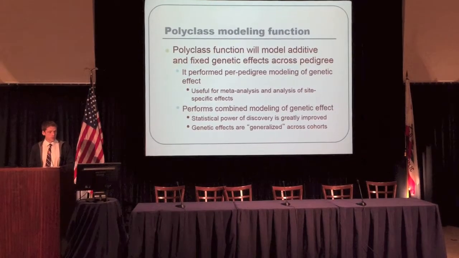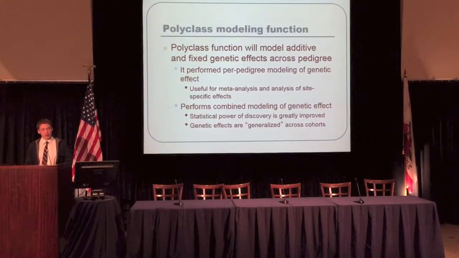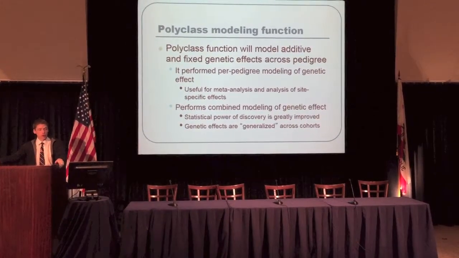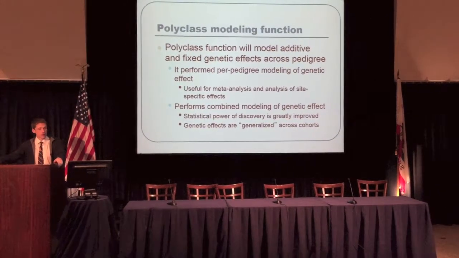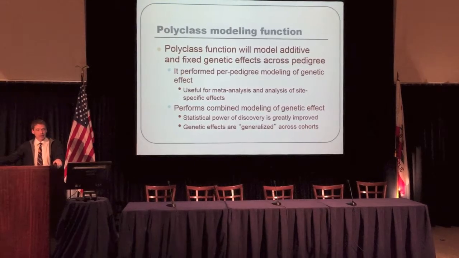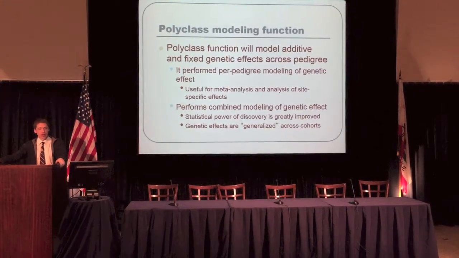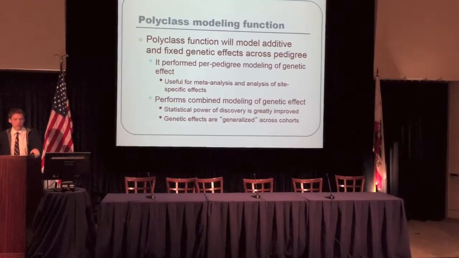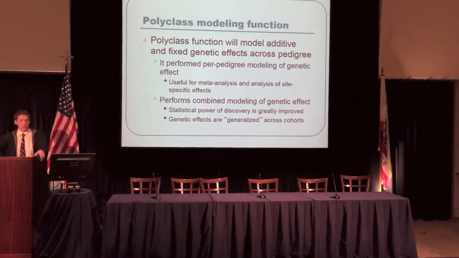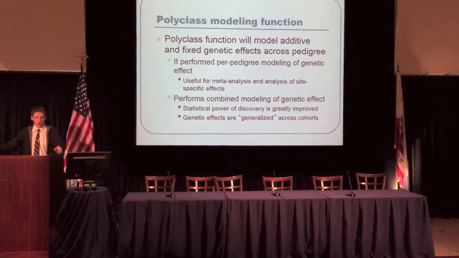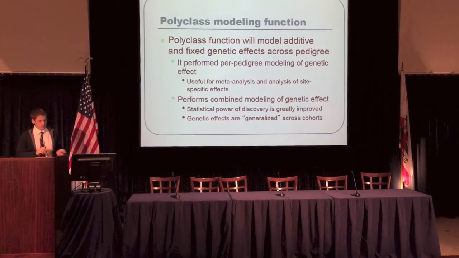For this part, we developed the polyclass function. And again, you can see what is inside this function by simply running the show proc command. The polyclass function will model additive and fixed genetic effects across pedigrees. It performs per-pedigree modeling of genetic effects and also performs combined modeling of the genetic effects.